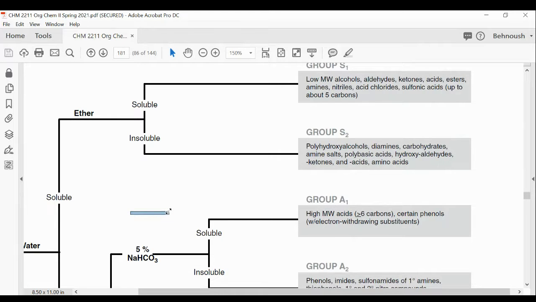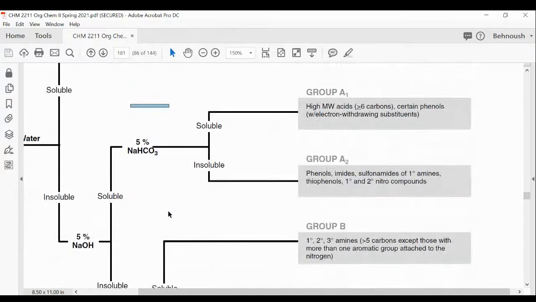Now, if the compound doesn't dissolve in water, then you try the sodium hydroxide. Because if it dissolves in water, it would definitely dissolve in sodium hydroxide. Why? Because 95% of the sodium hydroxide solution is water. So it kind of defeats the purpose. Why would you test your sample again with sodium hydroxide if it dissolves in water? It already dissolves in water. That means it's going to dissolve in the 95% of the sodium hydroxide solution.